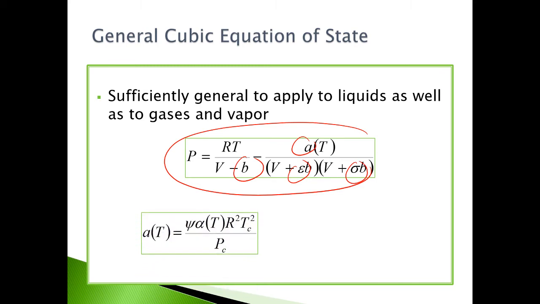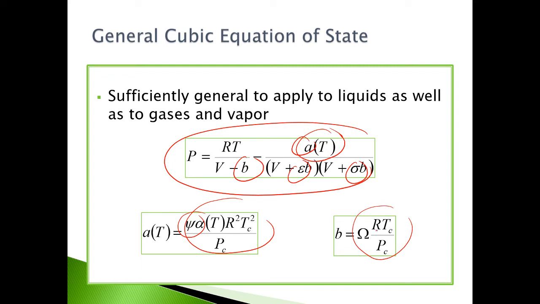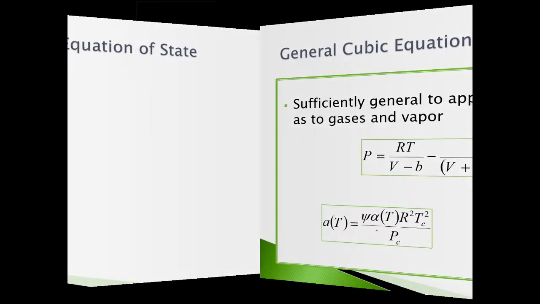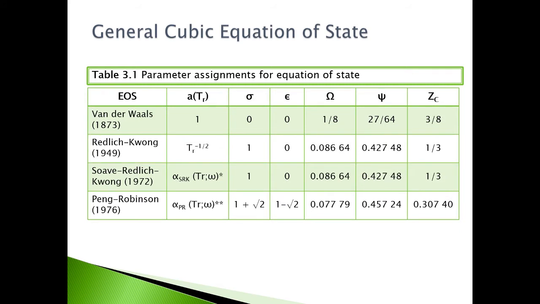To calculate A of T, A as a function of T, this is the equation. There are additional constants. And to calculate P, this is the equation. There is also an additional constant. And these are the equations of state under the general cubic equation of state.